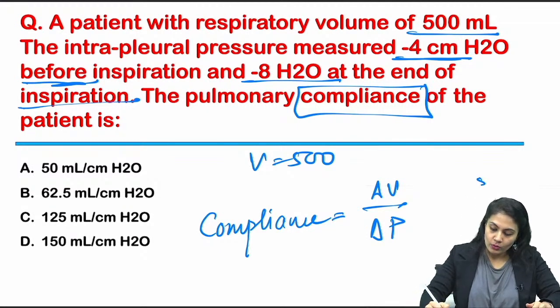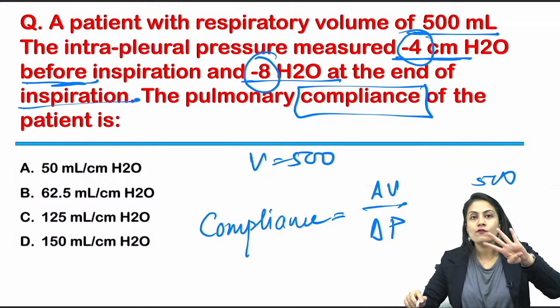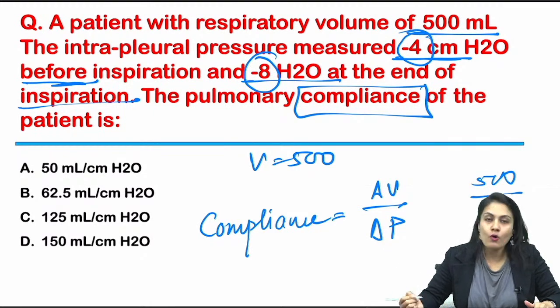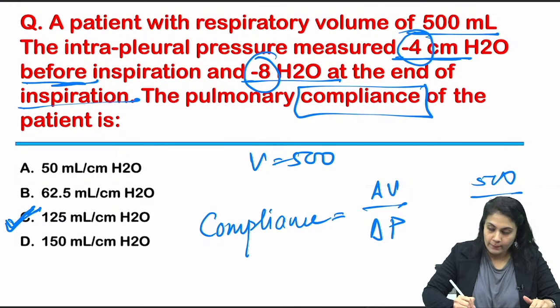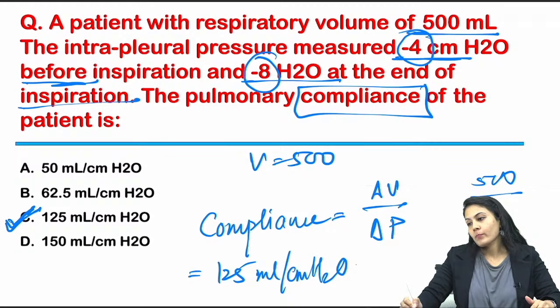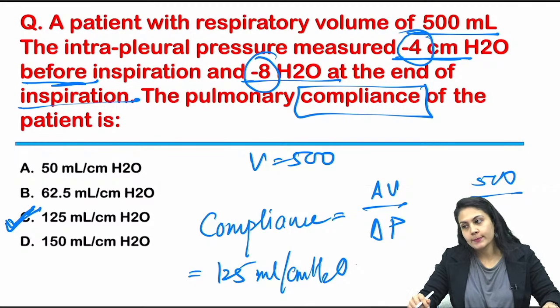That is, how much volume change is occurring per unit change in the pressure. So volume we know it is 500. The difference over here is 4 centimeters of water, so we can divide it by 4. How much? The answer is very clear. It is going to be 125 ml per centimeter of water. Okay, right, you guys are absolutely right, Ankur, Dr. Rao, Vinika, yes.